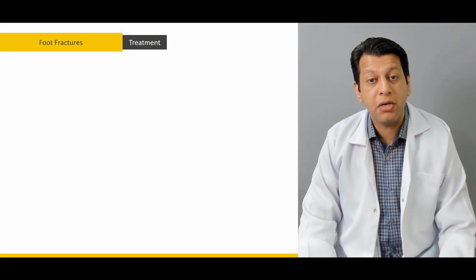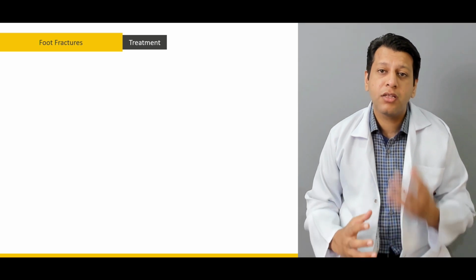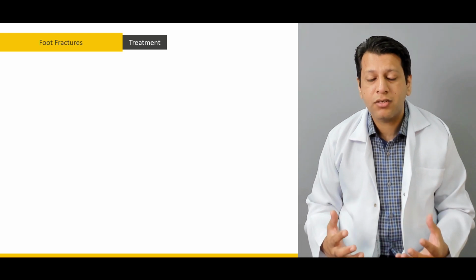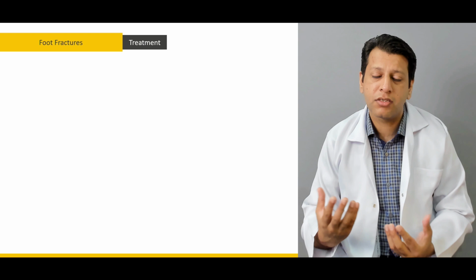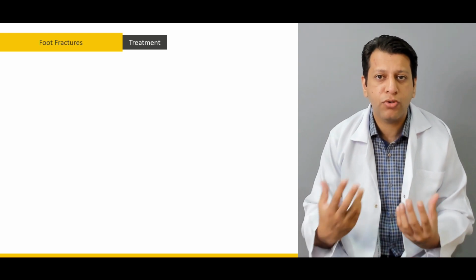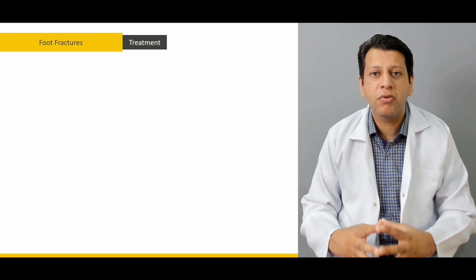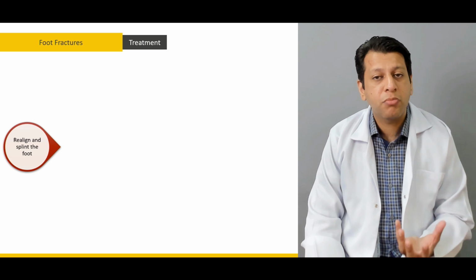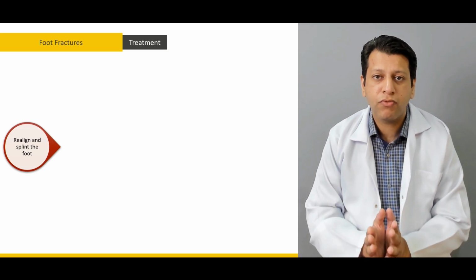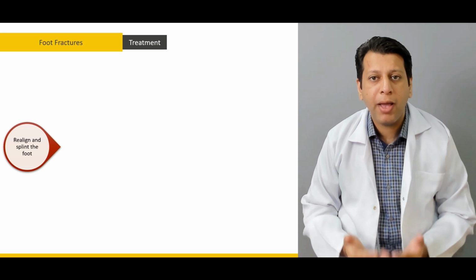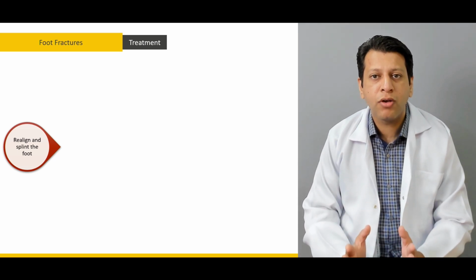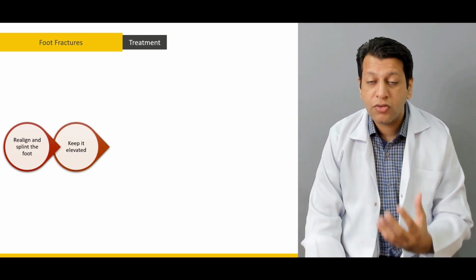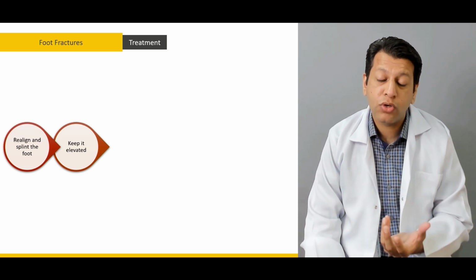Then comes the treatment. Now, there is a definitive treatment and then there is an initial treatment. For all foot and ankle injuries, whether they involve the talus, calcaneum, cuboid, navicular bone, or distal tibia, the initial treatment is the same, and that is to realign it and splint the foot. You just put the foot in the plantigrade position, apply a back slab or splint, so that the patient becomes pain free.